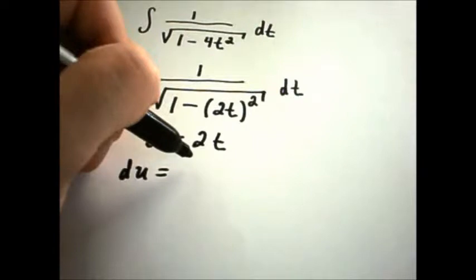I can actually rewrite 4t squared as the quantity 2t, squared. Remember, if you put it in parentheses, you square both parts. So if I square 2, I'll get the 4. If I square the t, I'll get the t squared. And here again, you do another u substitution. You can let u equal 2t.